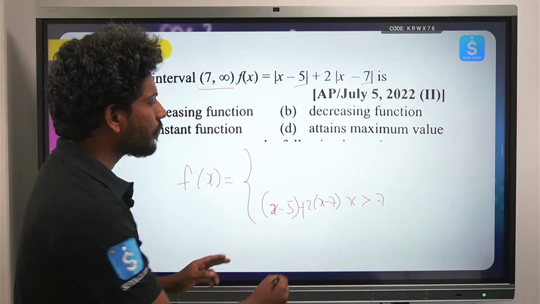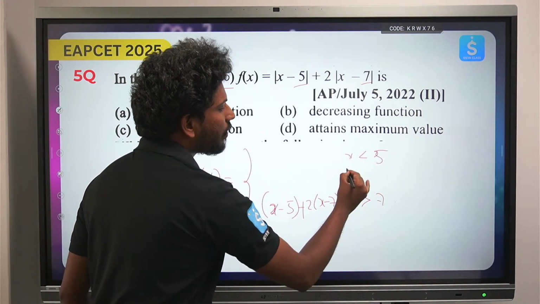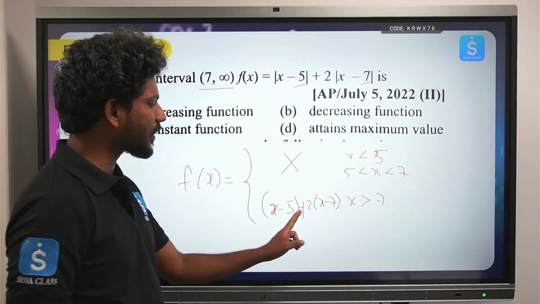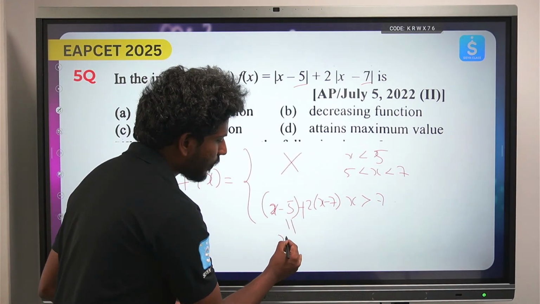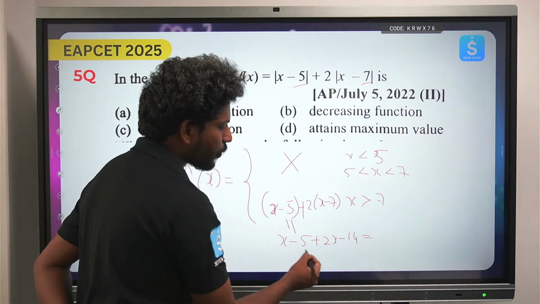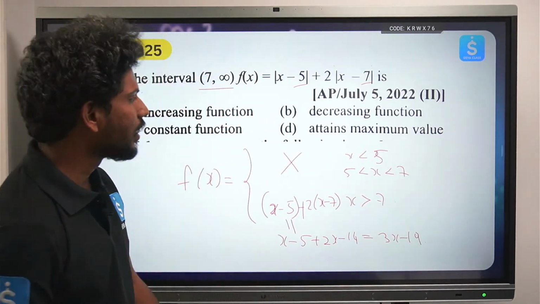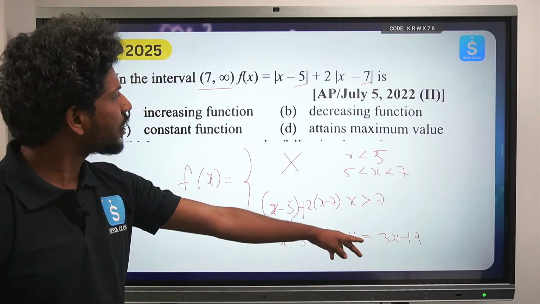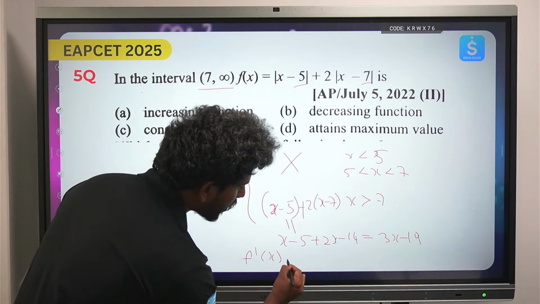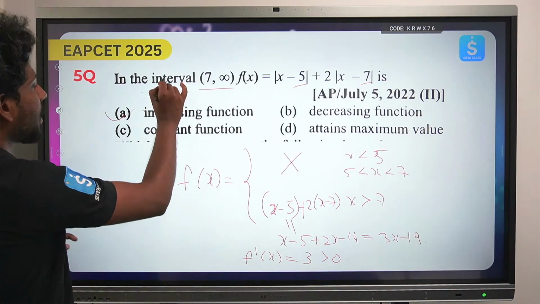So మనం ఇక్కడ ఇంకా we can find the breaking values. For example, x less than 5 and 5 is less than x is less than 7, but we are not interested in these values, we are just interested in this value. So this will become x minus 5 plus 2x minus 14. So this will become 2x plus x, 3x minus 19. Now if you try to derive this function, f dash of x will be greater than 0, because if you take the differentiation of this function, this will be 3, which is strictly greater than 0, hence you can say it's an increasing function.